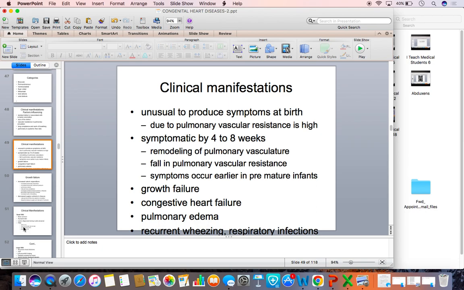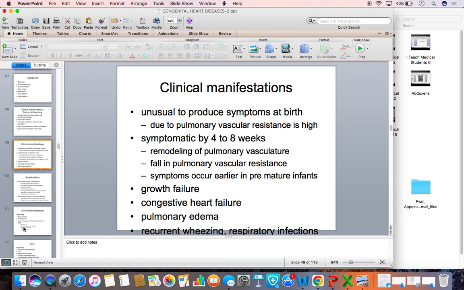Coming to the clinical manifestations. It is unusual to produce symptoms at birth because pulmonary vascular resistance is very high. Because of the high pulmonary vascular resistance at the time of birth, the magnitude of the shunt from left to right is very minimal and there are no symptoms during this period of life. The child becomes symptomatic by 4 to 8 weeks. This is because there is remodeling of the pulmonary vasculature, a gradual fall in the pulmonary vascular resistance, and increased shunt, and symptoms occur, resulting in volume overload of the lungs.